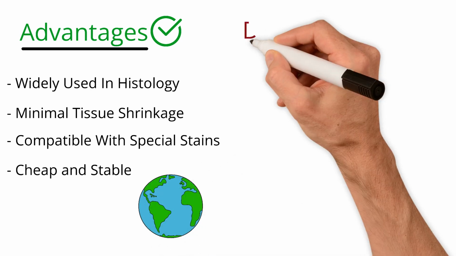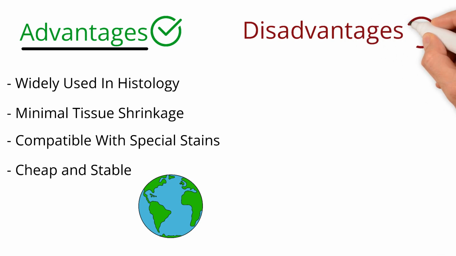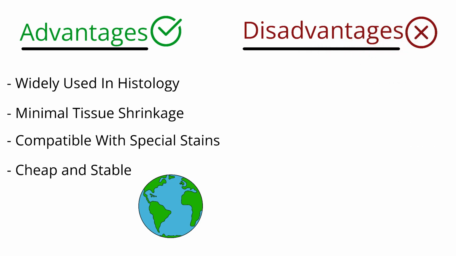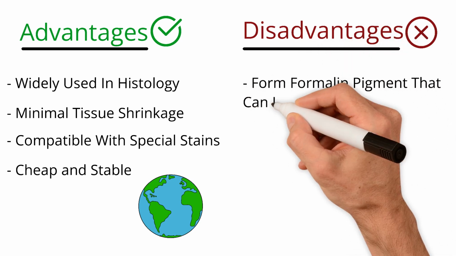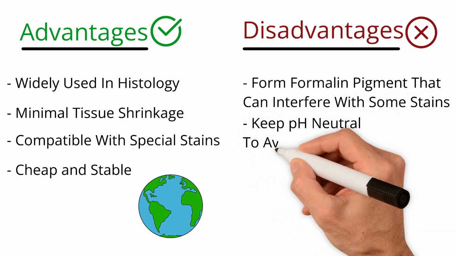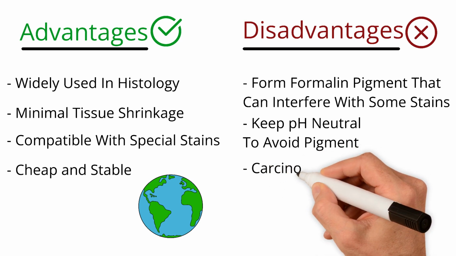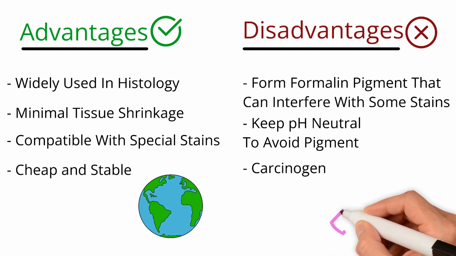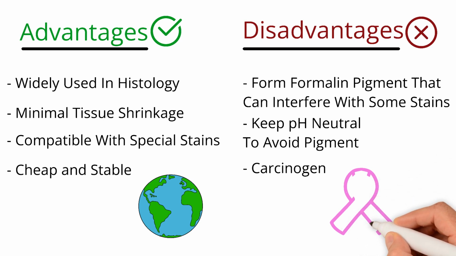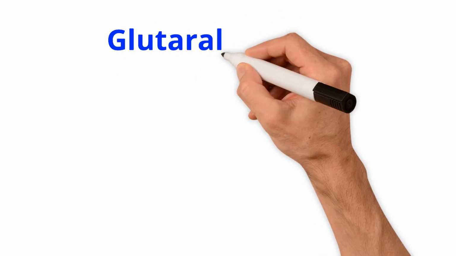But formaldehyde can form formalin pigment, called acid formalin hematin, in acidic conditions, especially in bloody tissues. This pigment may interfere with some stains but can be removed with alcoholic picric acid or alkaline alcohol. To avoid pigment, keep pH around neutral, 7.0, and use proper volume. And last but not least, formaldehyde is classified as a carcinogen.